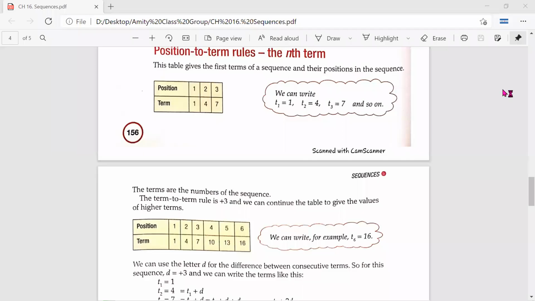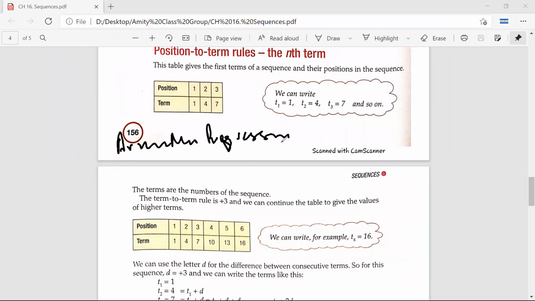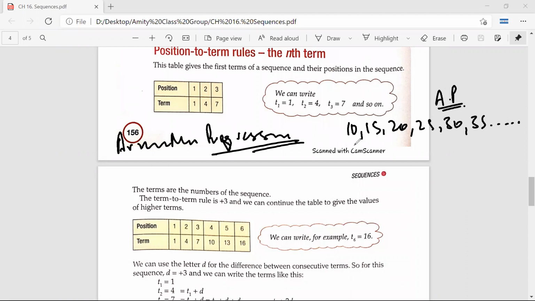Okay. So Aishwarya ji, arithmetic progression. For example, 10, 15, 20, 25, 30, 35 is an arithmetic progression. Soumya ji, any doubt about arithmetic progression? No, sir. Okay. Now what we need to understand is 2-3 new words.